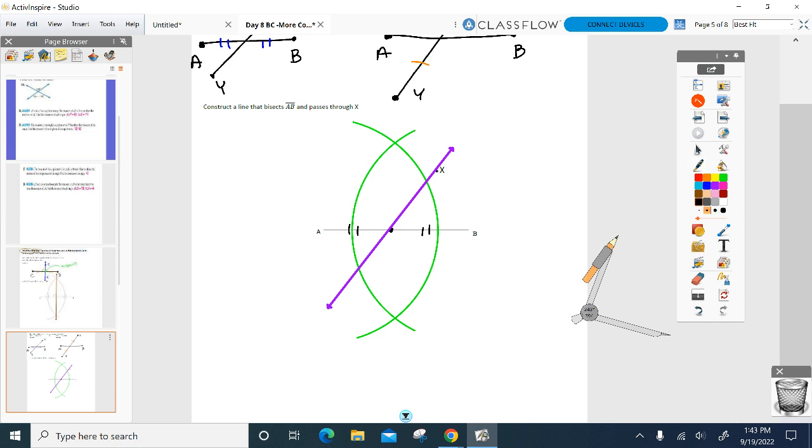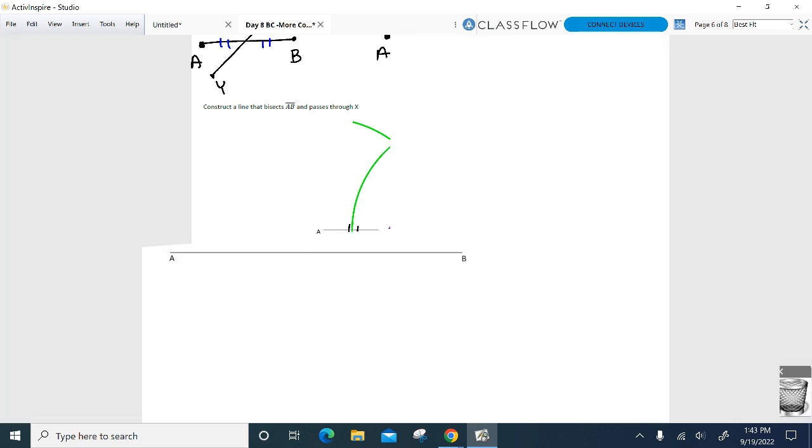So we're thinking a little differently now. How can I use the constructions I know to perform a little bit more of a unique one? All right, we're all good. There's more to come.